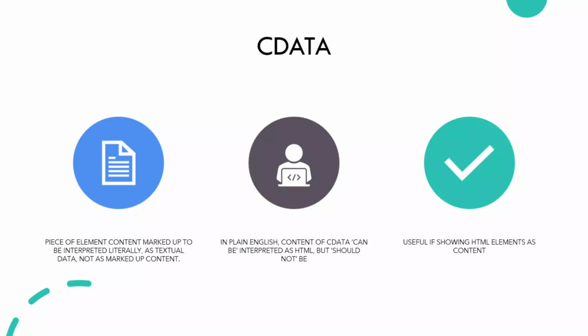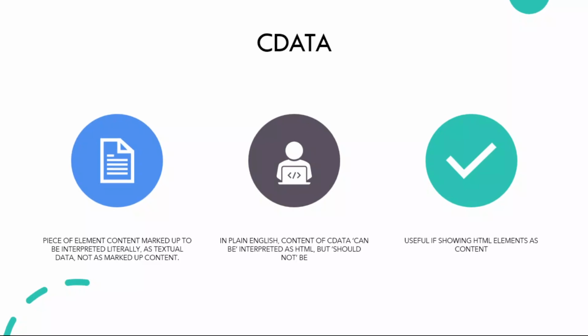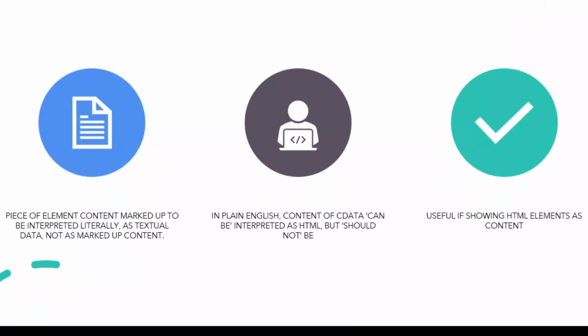Our next concept is CData. CData is used to type HTML within an HTML document or show HTML on a web page. So say your web page is a tutorial about HTML and you want to show an example of an HTML element. You simply can't do it directly, as it conflicts with the HTML syntax and the browser would try to display the element as intended. Like, for example, if you are trying to show an example of an image element, the browser would try to show the image instead of your example.